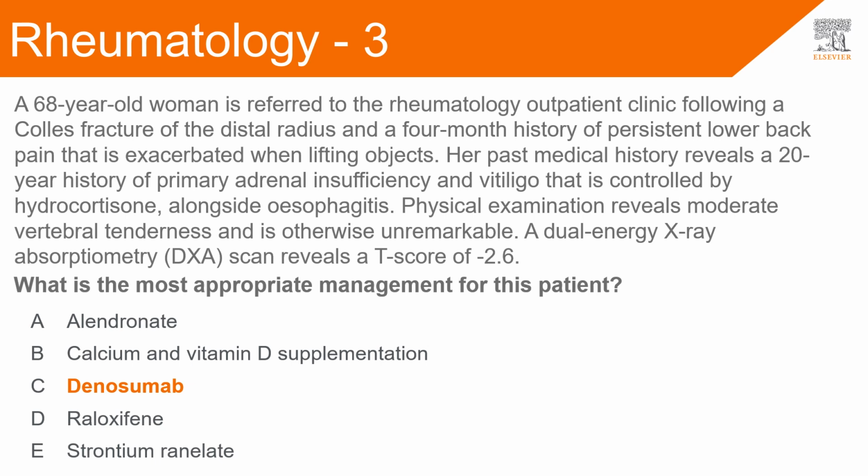Denosumab is a monoclonal antibody that inhibits the RANK ligand and is the most appropriate choice for this patient. Okay, why is it? Well, it's really a second-line treatment for osteoporosis if bisphosphonates are contraindicated or aren't tolerated. And denosumab really reduces the fracture rate and is safe for patients with esophagitis. So that's the best option for this case.